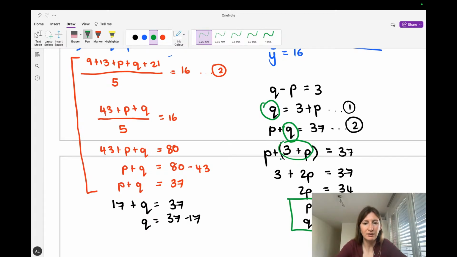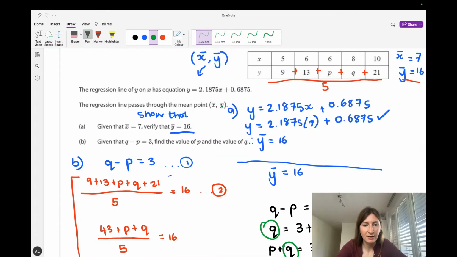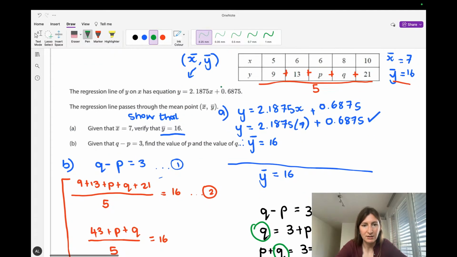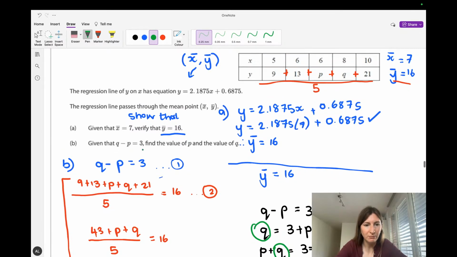So that is another way that the question could ask something, using the fact that you know the mean point is on this line, and using relationships between them. Because that Q minus P equals 3, when you first look at that, you might think, what does that even have to do with this situation? Where did P and Q come from? Okay, well, we didn't get them in the table. And how do we know that Q minus P equals 3? Well, they're giving us one relationship, and we need to find another based on the information that we're given, which is this over here.